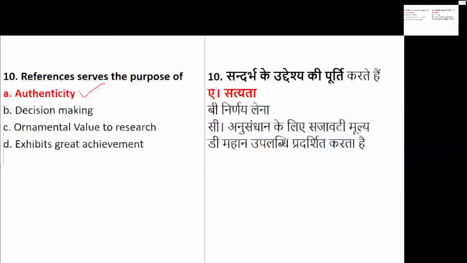Now see, many of you have even given authenticity. It means it is authentic. It is something which is accepted. Decision making, no, it is not. The ornamental value to research means you are decorating research. Like for example, you are giving beauty to research. So obviously it is not giving beauty to research. Exhibiting achievement, no, it just tells you about your authentication. It means something which is valid, reliable.